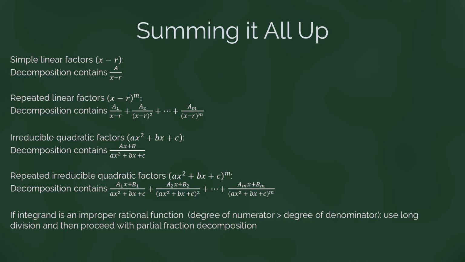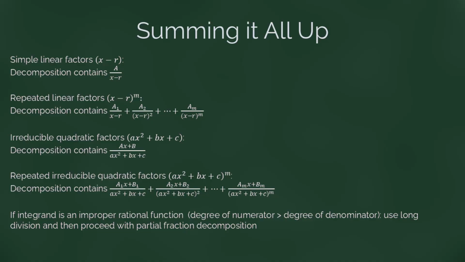At this point, we have 5, maybe 6 examples of how partial fraction decomposition can help us find antiderivatives. So here we'll just sum up what we've seen. If the denominator of your original integrand can be factored into simple linear factors, which means they are of the form x minus r and there are no exponents on them, then your decomposition is going to contain a sum of things of the form A over x minus r for each unique factor.